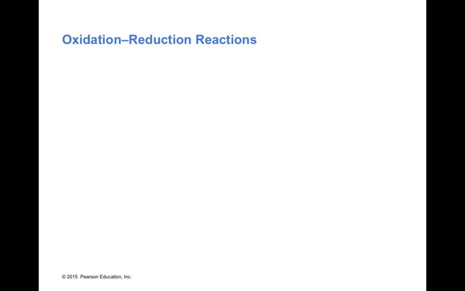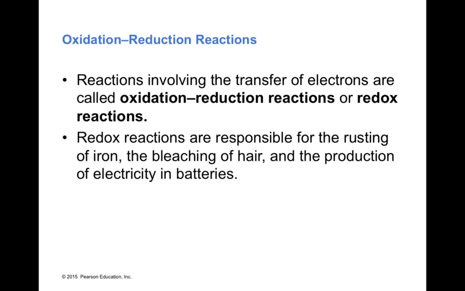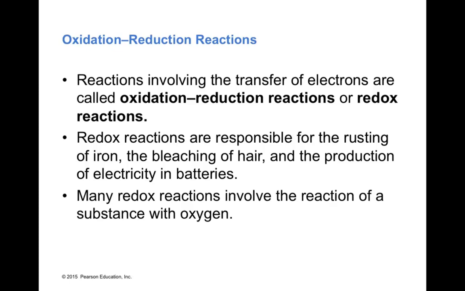Another type of reaction is the oxidation reduction reactions. Reactions involving the transfer of electrons are called oxidation reduction reactions or redox reactions. Redox reactions are responsible for the rusting of iron, the bleaching of hair, and the production of electricity in batteries. So that's why it's really important to know a little bit about oxidation reduction reactions. Many redox reactions involve the reaction of a substance with oxygen. Many of those types of reactions will have oxygen involved as part of the reactants.